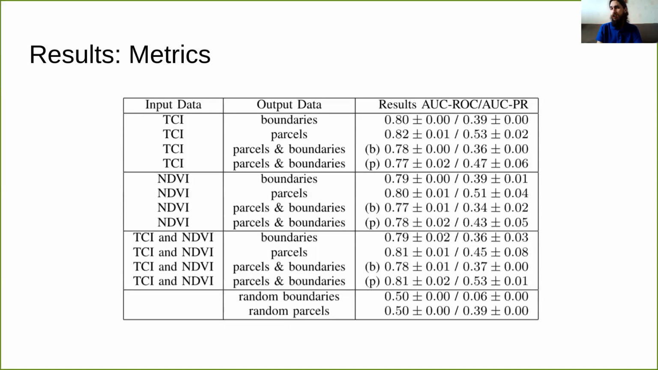So for conclusion, we might say that these methods have proof of work, but to make better predictions, we need more data.